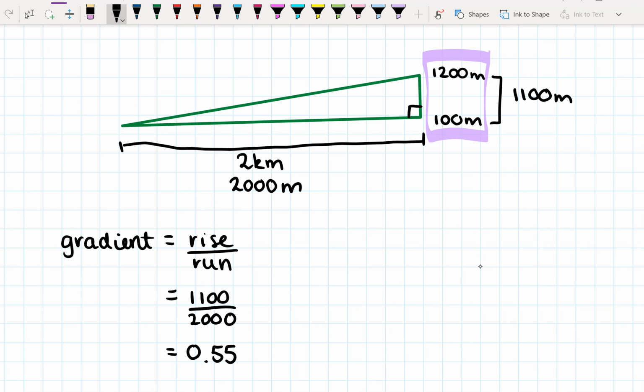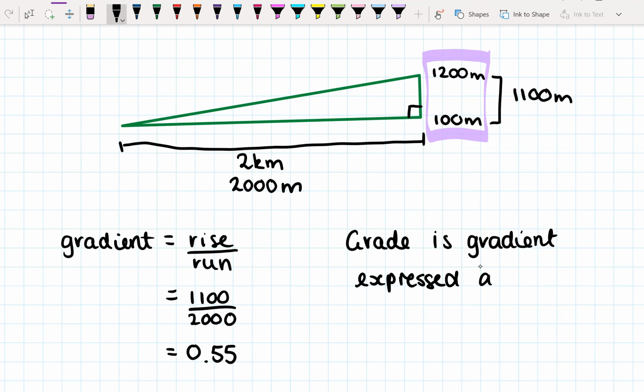Now, some of the questions are going to talk to you about grade instead. Grade is gradient expressed as a percentage.